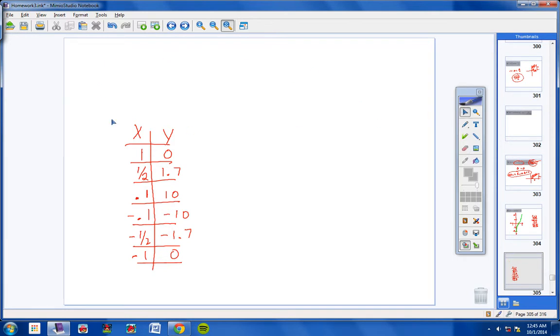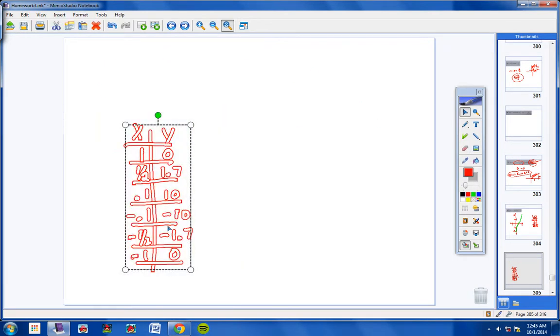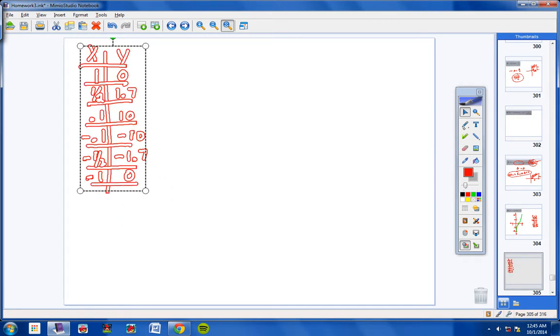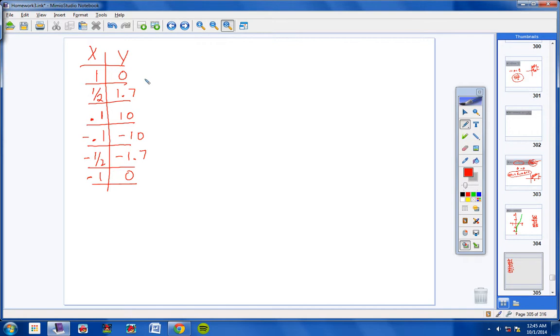I'm just going to go ahead and give me some space so I can graph. Now my x values range from negative 1 to positive 1, and my y values range from 1.7 to negative 1.7. So I'm going to go ahead and put the graph like this.